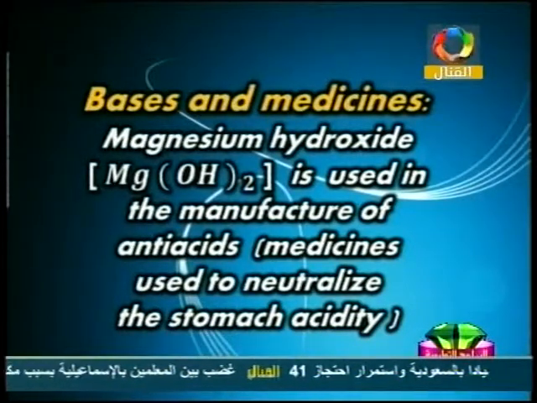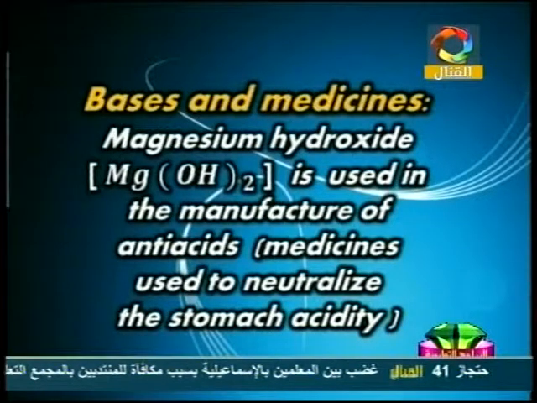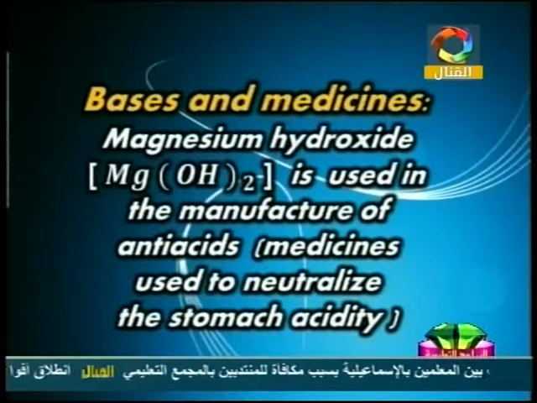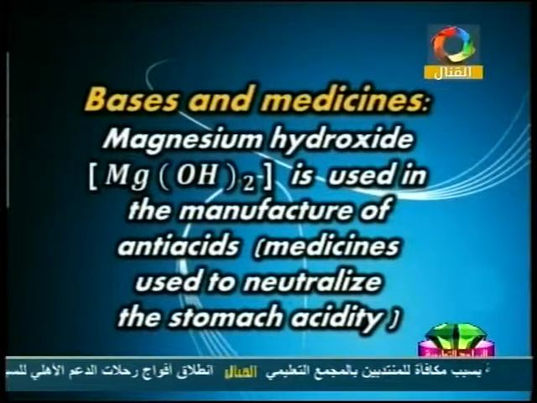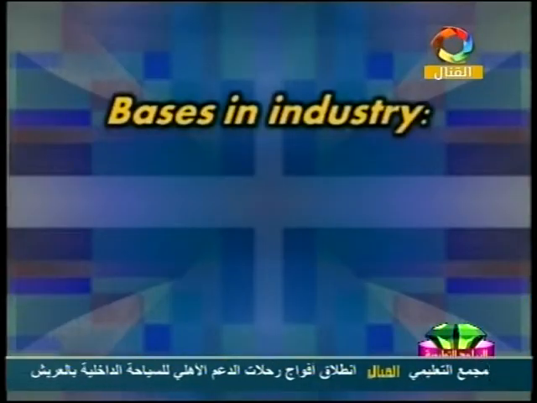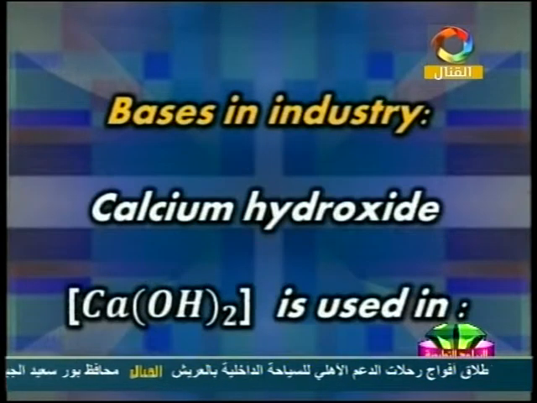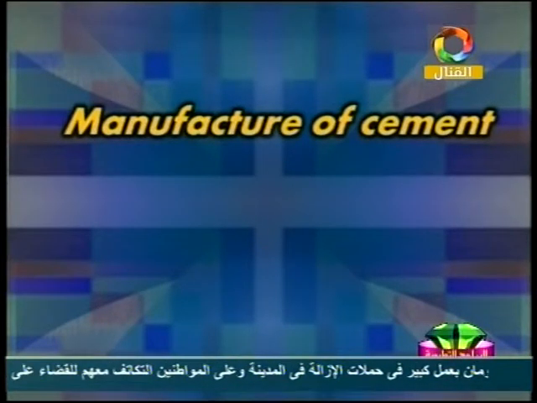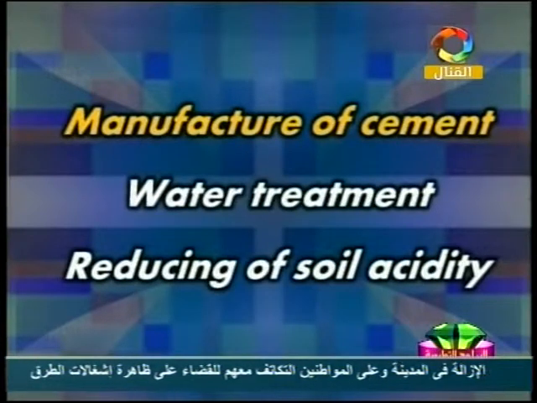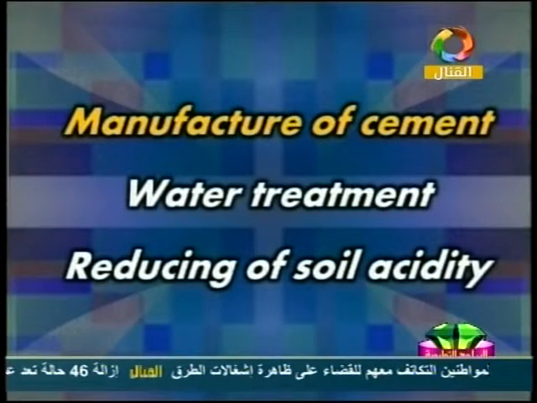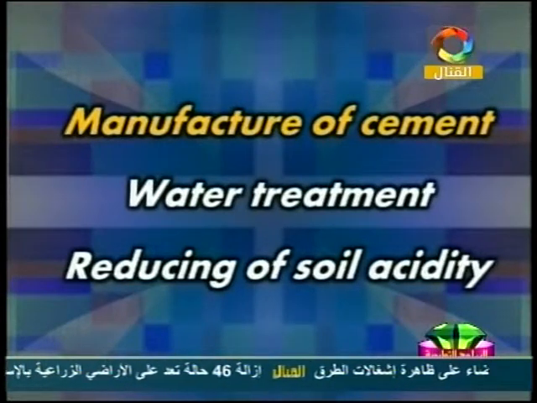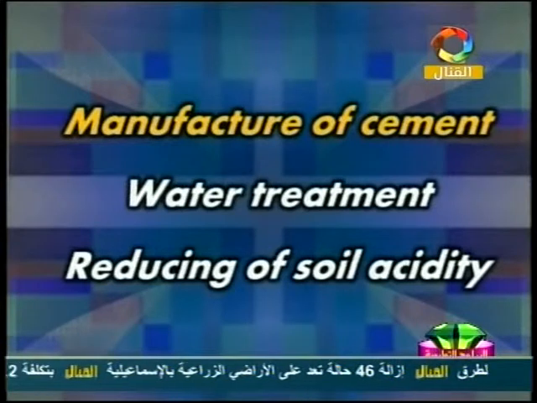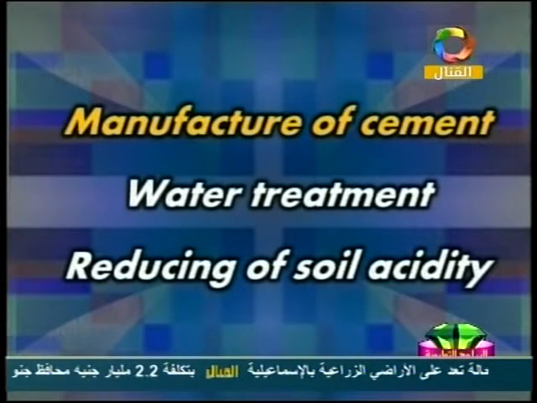If you have any trouble in the stomach, fly to magnesium hydroxide, Mg(OH)2. Great base. Another one, bases in industry, such as calcium hydroxide, Ca(OH)2. What is it used in? It is used in the manufacture of cement. You know cement? Yes, for buildings. Also water treatment and reducing soil acidity. If you add it to water and soil, it makes it good. It's suitable for cultivation. It's wonderful.